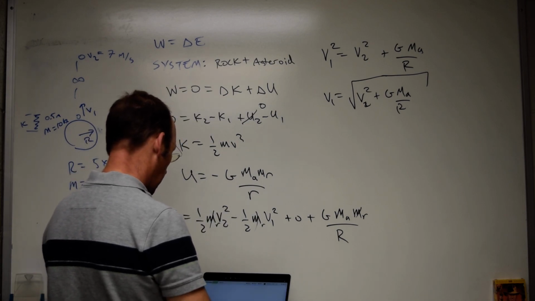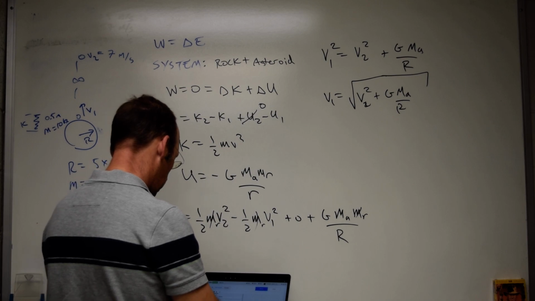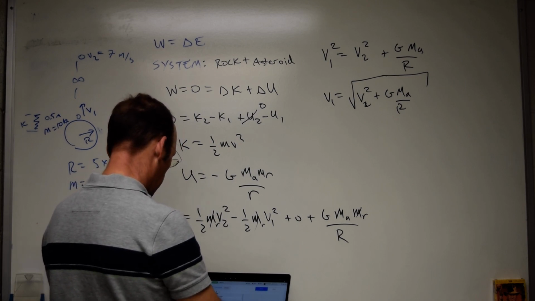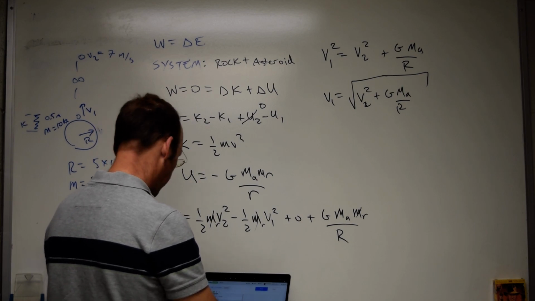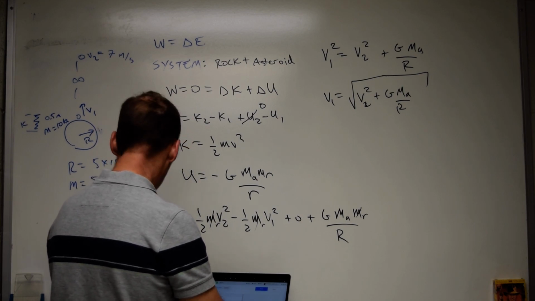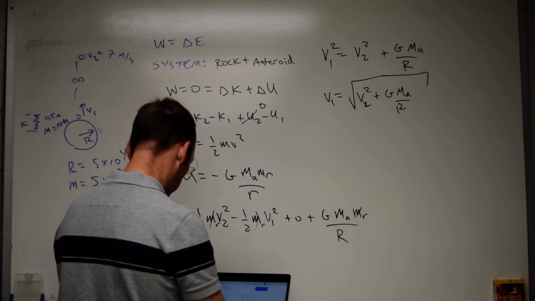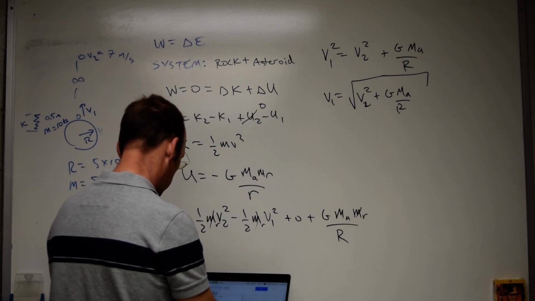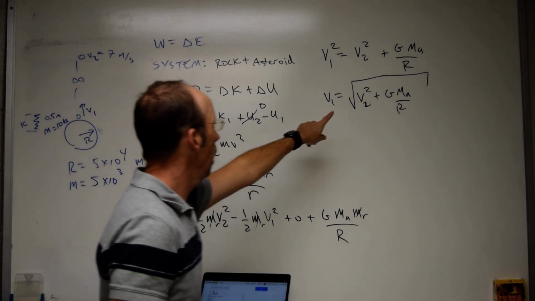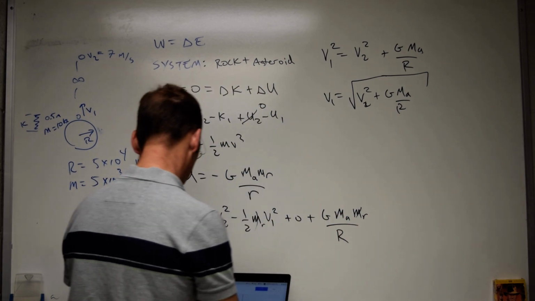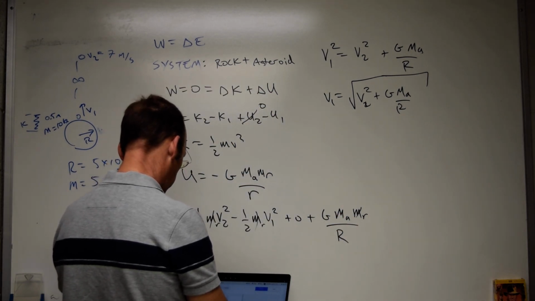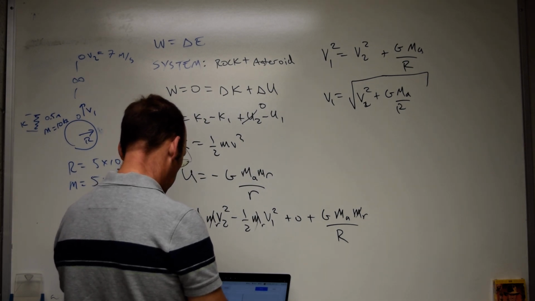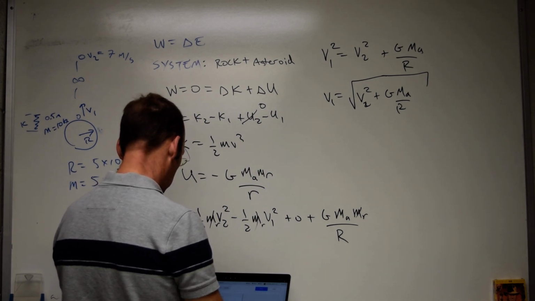I need my gravitational constant. G is 6.67 times 10 to the negative 11th. The mass of the asteroid is 5 times 10 to the third. The radius is 5 times 10 to the fourth. V2 is 7. I got everything. So I'm going to say V1 equals the square root of V2 squared plus G times MA divided by R.